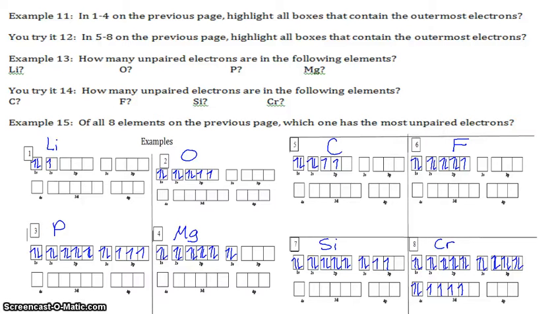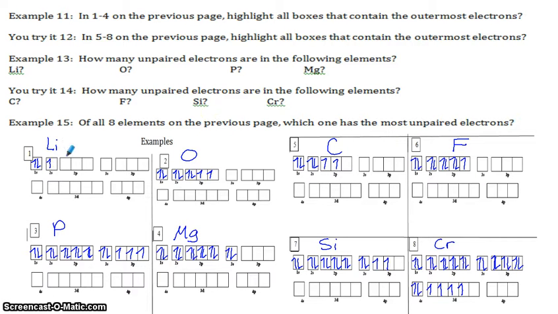On your second page, you'll see example 11. It says in 1 through 4 on the previous page, highlight all boxes that contain the outermost electron. So you'll need a highlighter. Hopefully I've remembered and provided one. If not, you'll need to pause it now and remind me to give you a highlighter. So I've got mine selected.